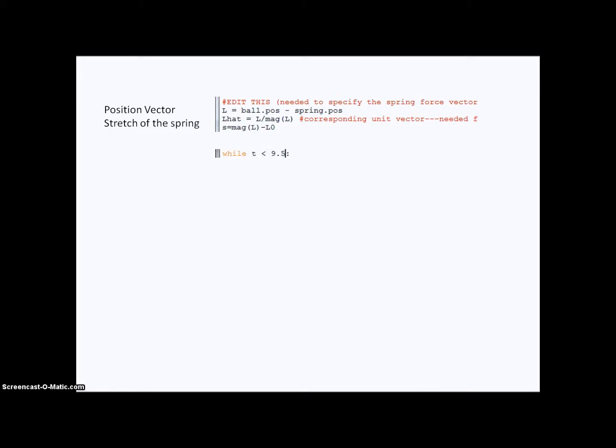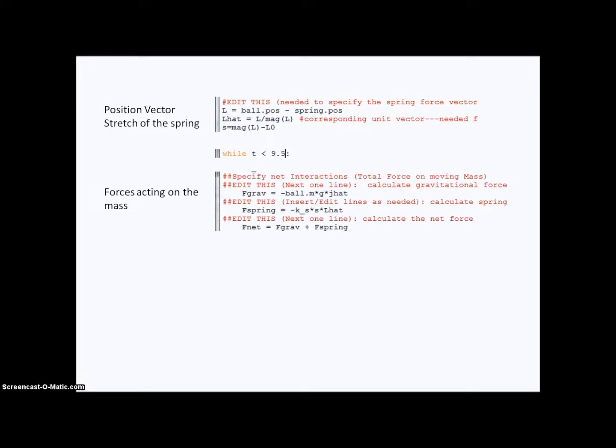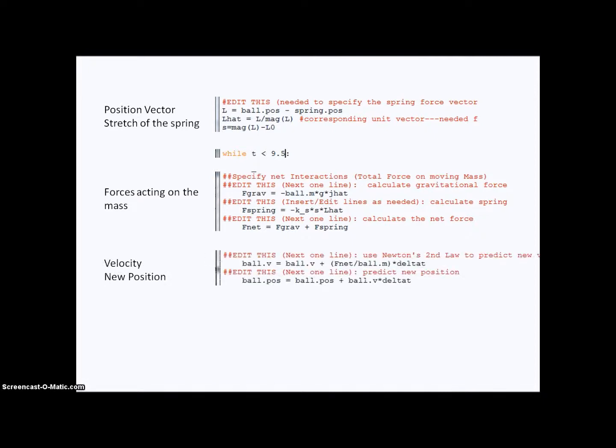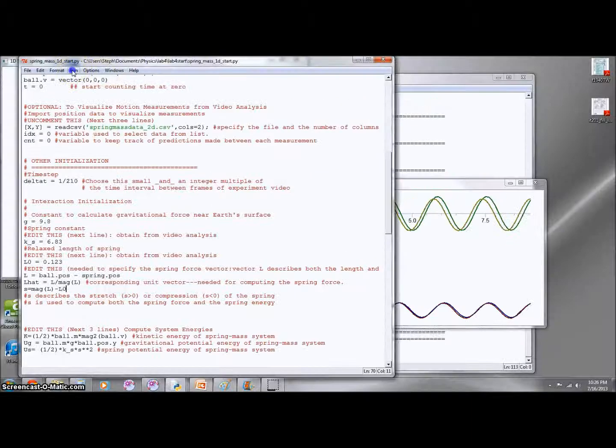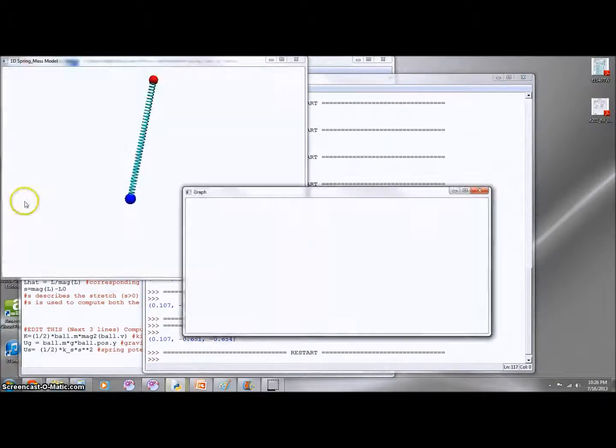Then we begin our while loop. The Python program solves for the forces acting on the mass. Using Newton's second law, we can translate this force data into the velocity and the new position of the mass. Then we update the position vector and the stretch of the spring for the next iteration. Now let's run the program.